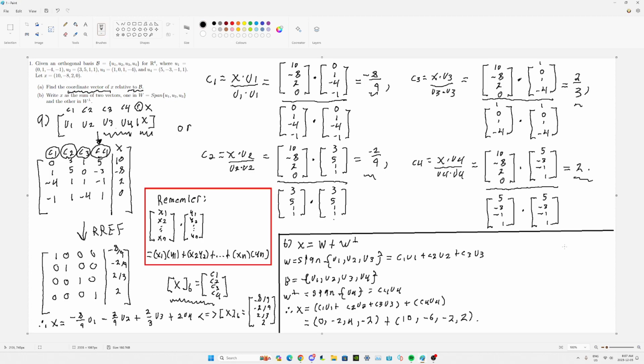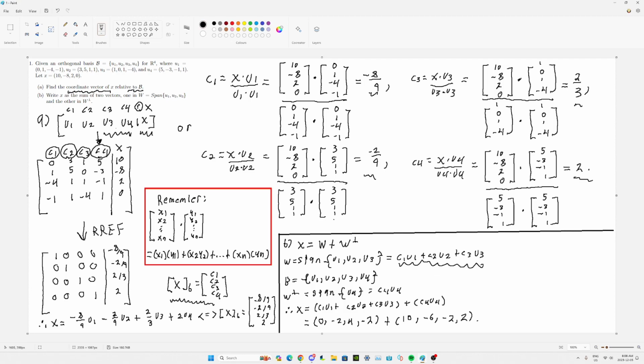Part B. Write x as the sum of two vectors, one in W equals span, and the other in the complement of W. All right, so this one got a few people. Basically, imagine that we have W, which we're defining here to be the span of U1, U2, U3. What is the definition of the span? Any scalar multiples of the first, second, third, added together as linear combinations. So we take that fact over here: W equals the span of this, and that goes to this.